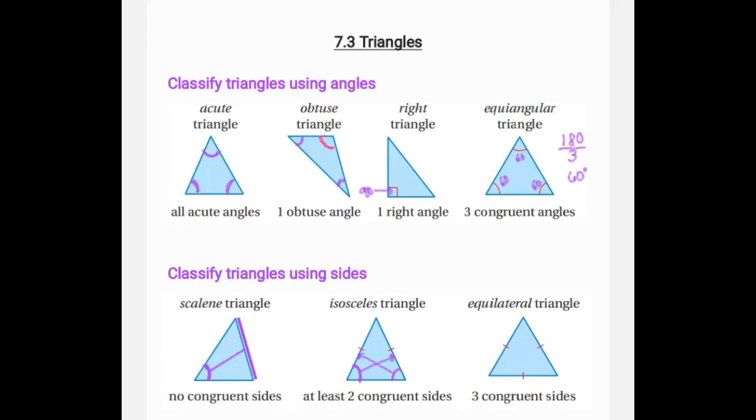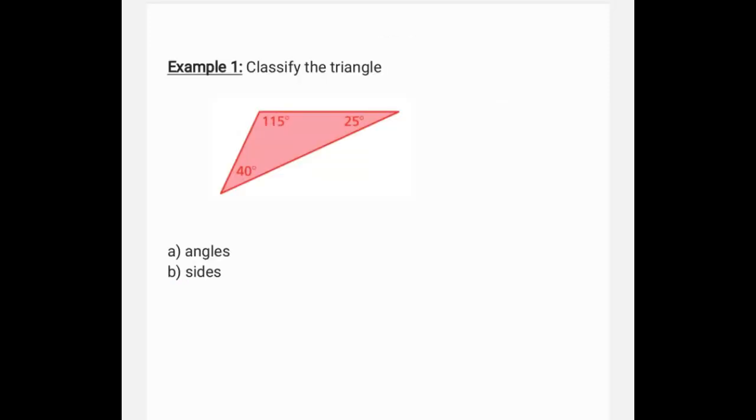So in your equilateral triangle, the angles should also be 60 degrees inside so that the opposite legs will correspond to that. In example 1, to classify this triangle, let's see what 4 categories it would fit into. Will it be an acute triangle? Will it be an obtuse triangle? Will it be a right triangle? Or would it be an equiangular triangle?